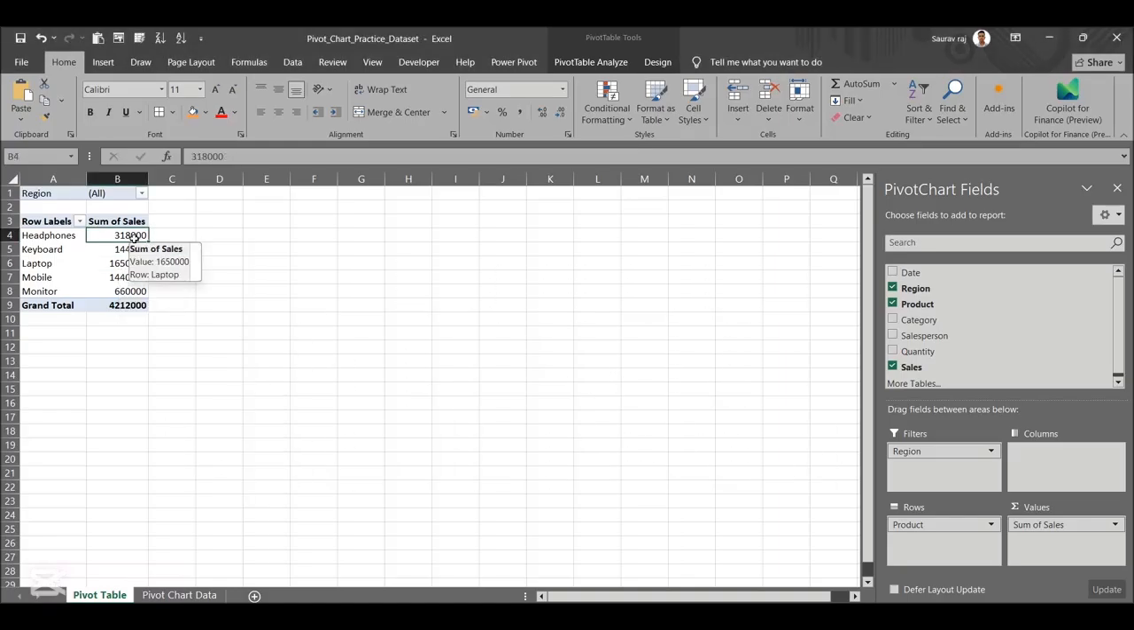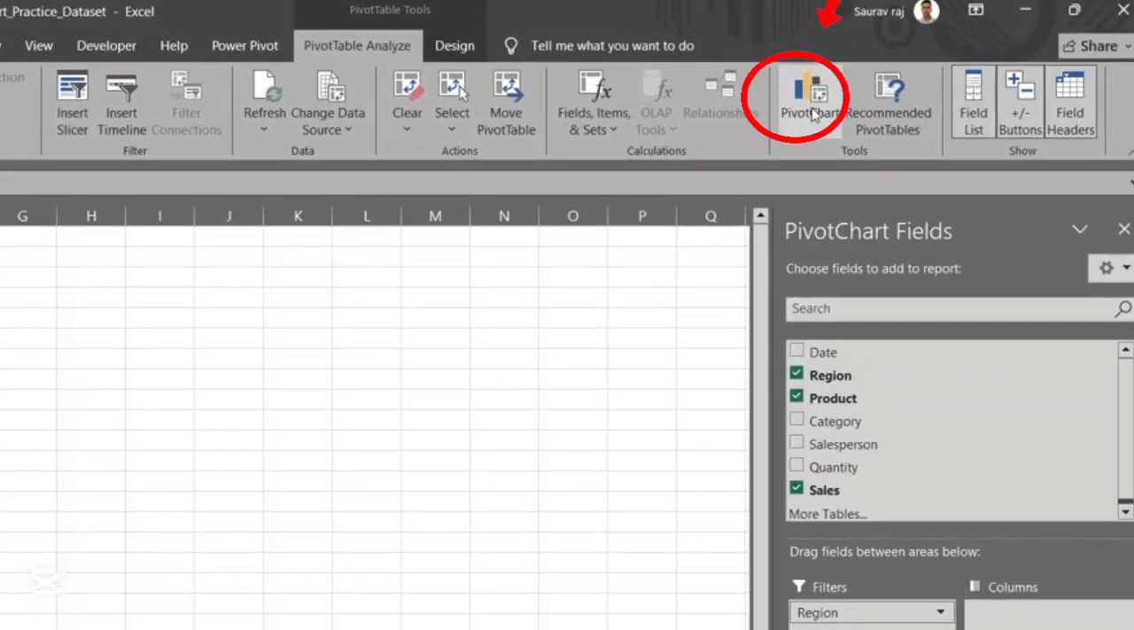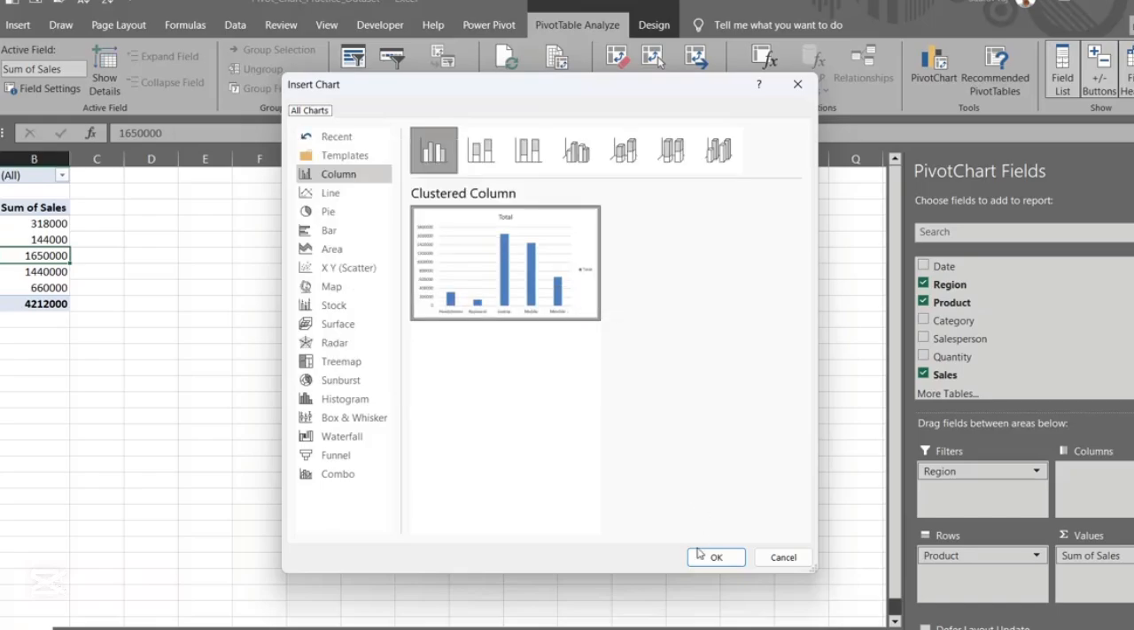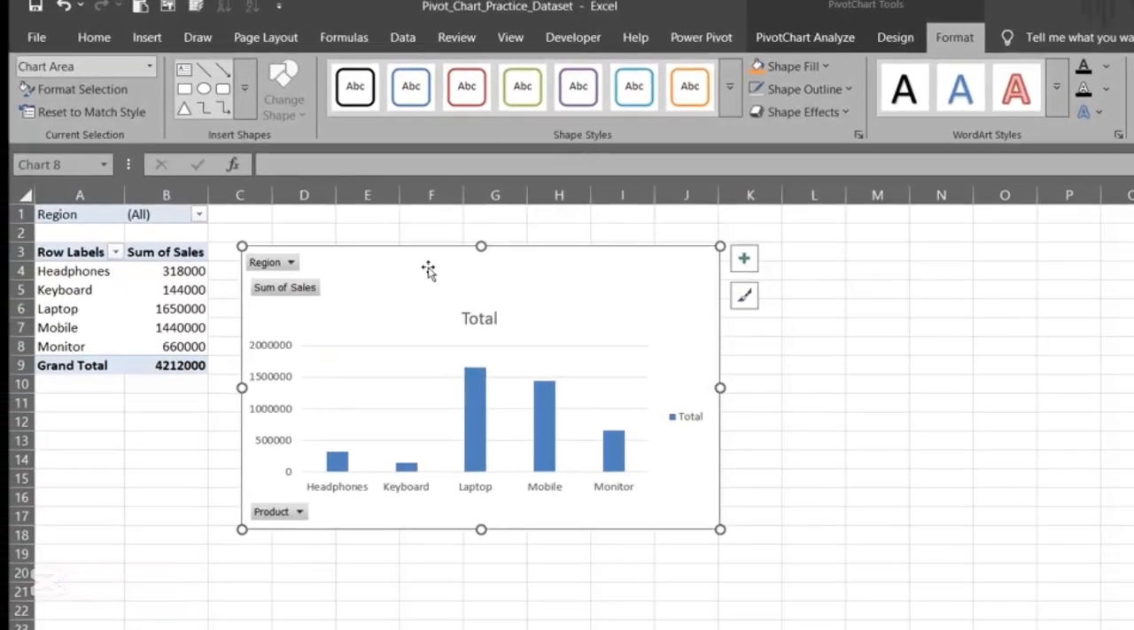So click anywhere inside this pivot table and go to pivot chart and select the column chart. Column chart because it is best for comparing categories. So click OK and that's it. A pivot chart is created.